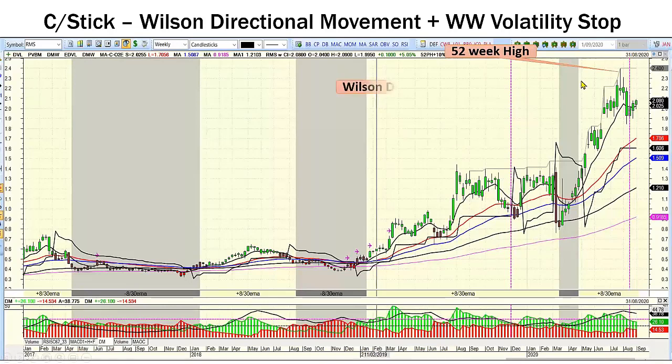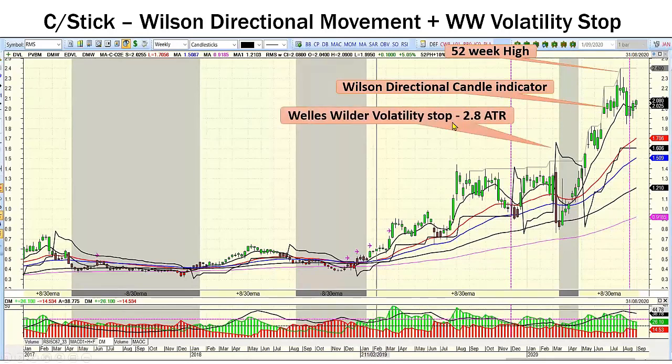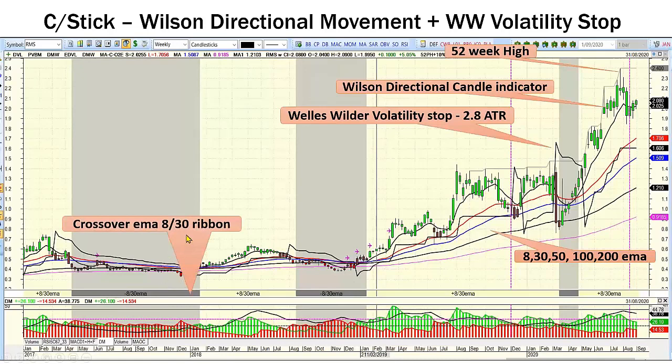So once again, I've got the 52-week high, the Wilson directional candle indicator, and a Wells Wilder 2.8 ATR stop. I play around between 2.5 and 3. We've got the 8, 30, 50, 100 and 200 EMA, and the crossover EMA ribbon standard of 8/30. And as I said before, the Wells Wilder directional movement as a histogram.